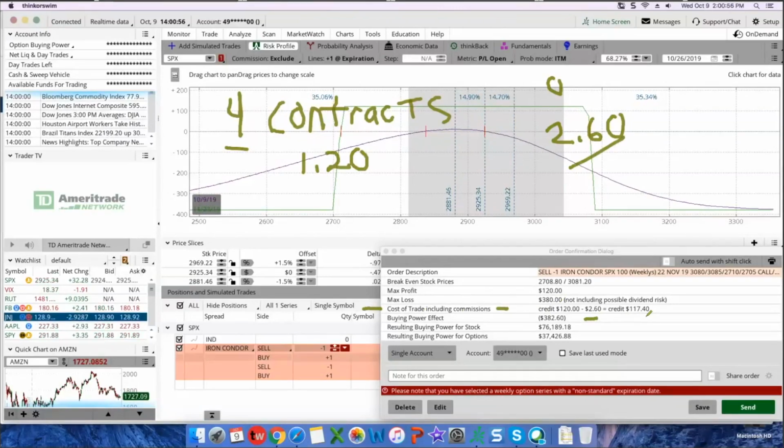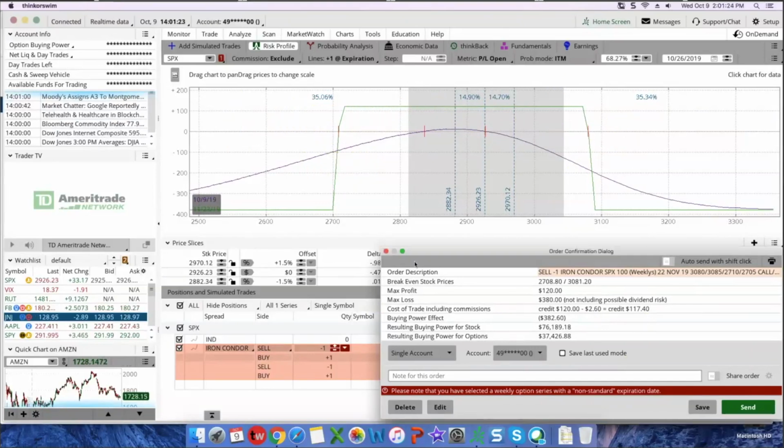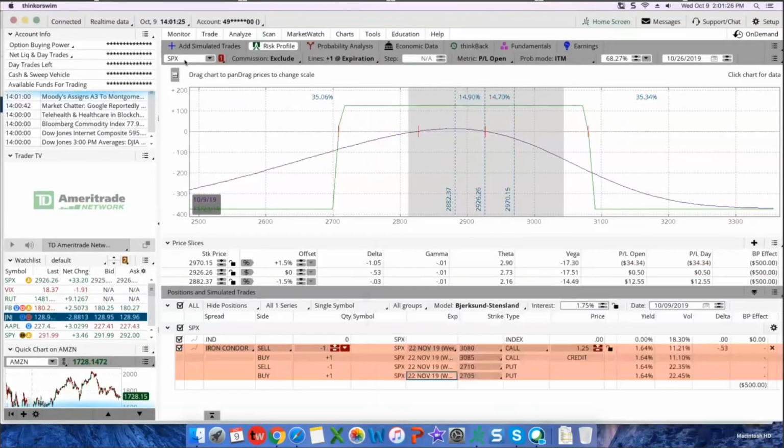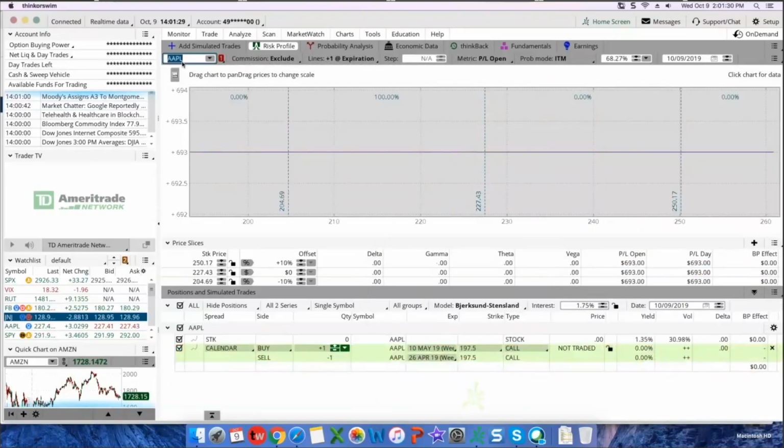So what's $2.60 times 4? No, I'm sorry, $2.60 divided by 4. Well, there it is. Okay. So 65 cents. They're charging me the CBOE fee, 65 cents. Well, let's go to Apple. I'm just curious here, folks. So let's say I do an Iron Condor at Apple. So the SPX at TD Ameritrade, they're charging me 65 cents a contract.